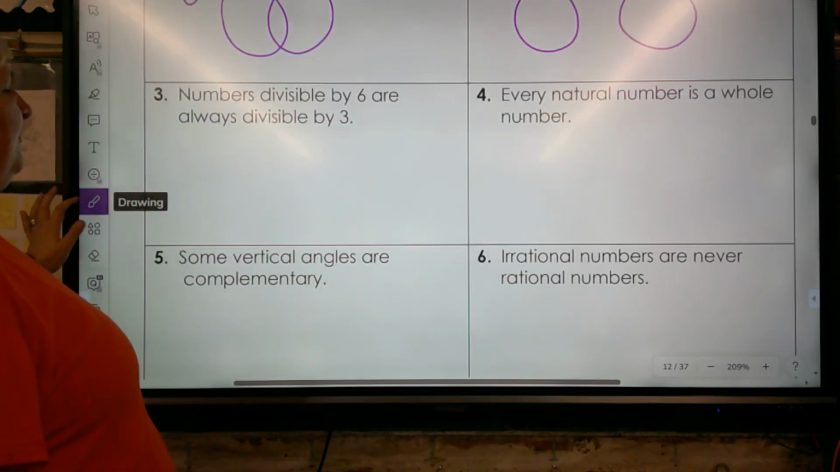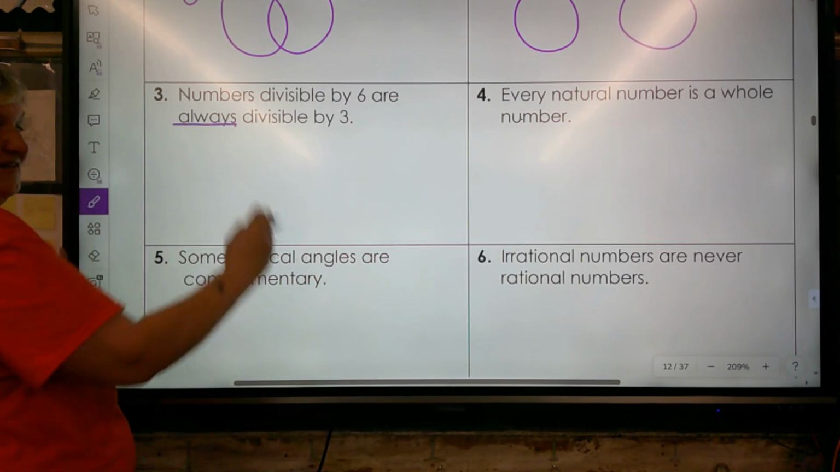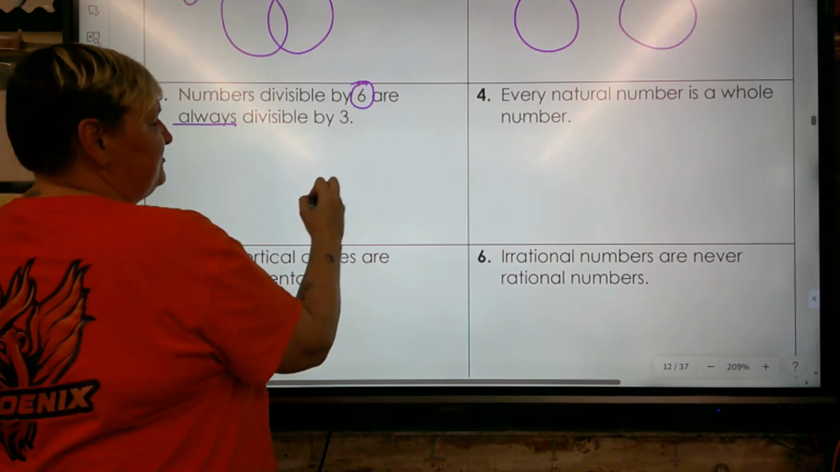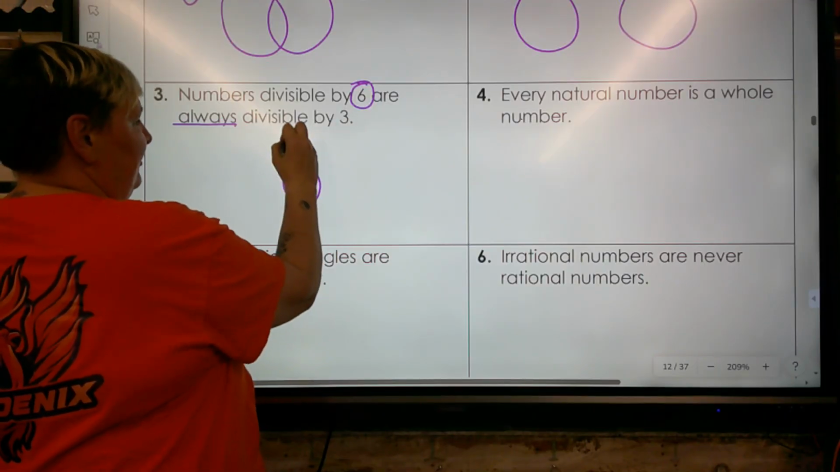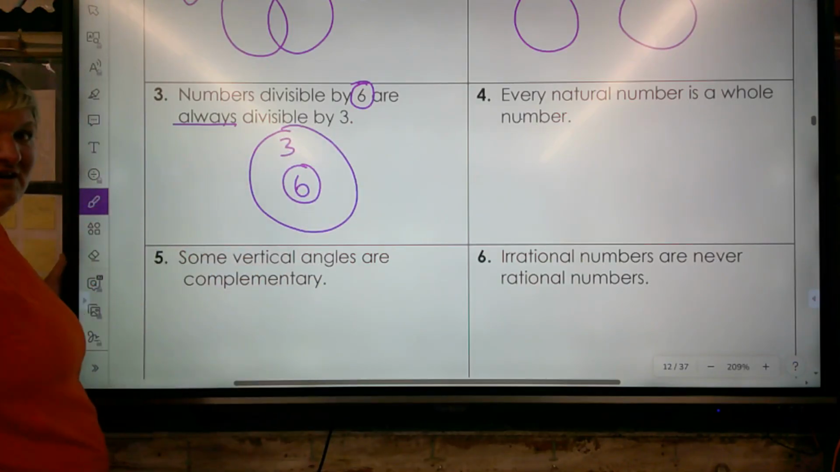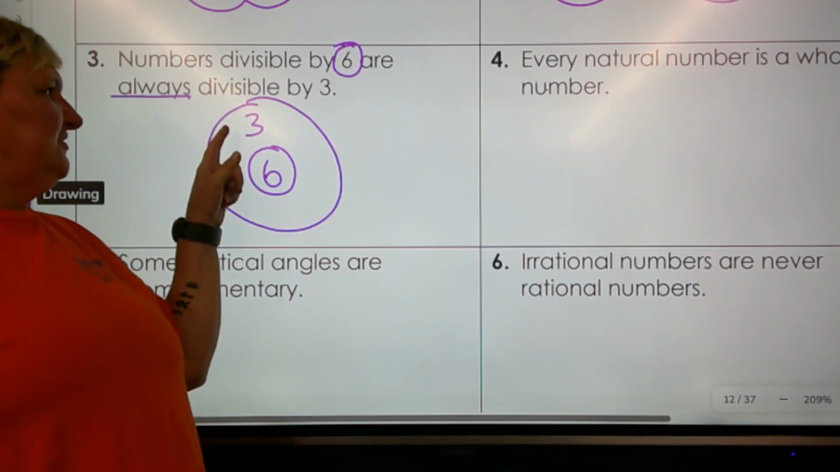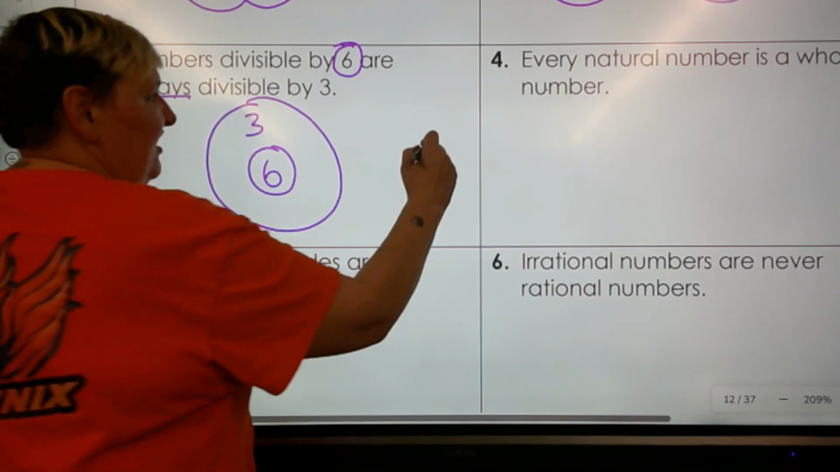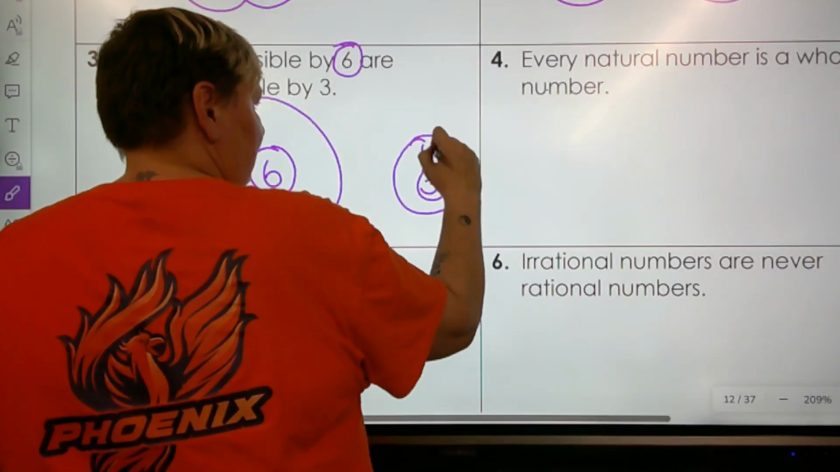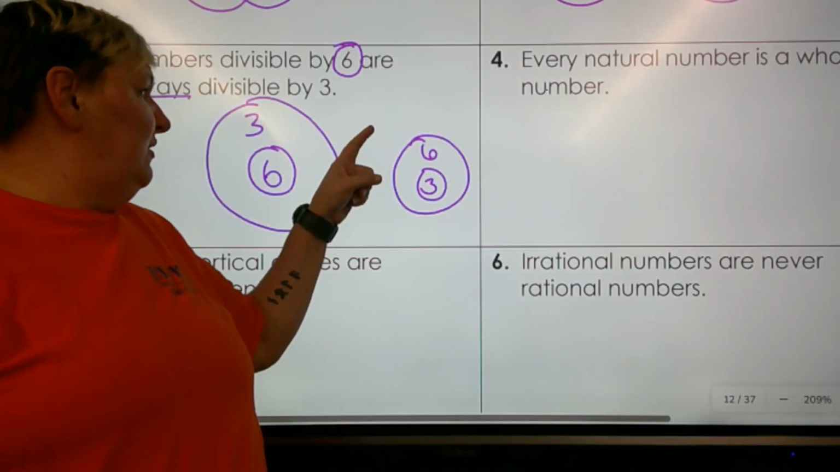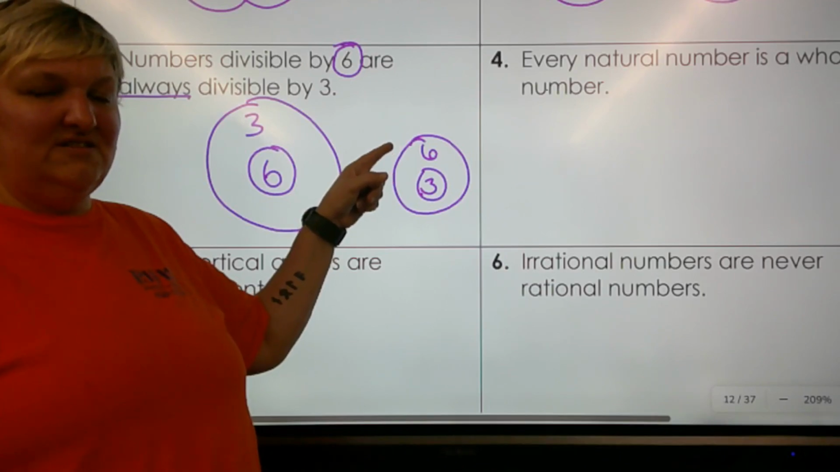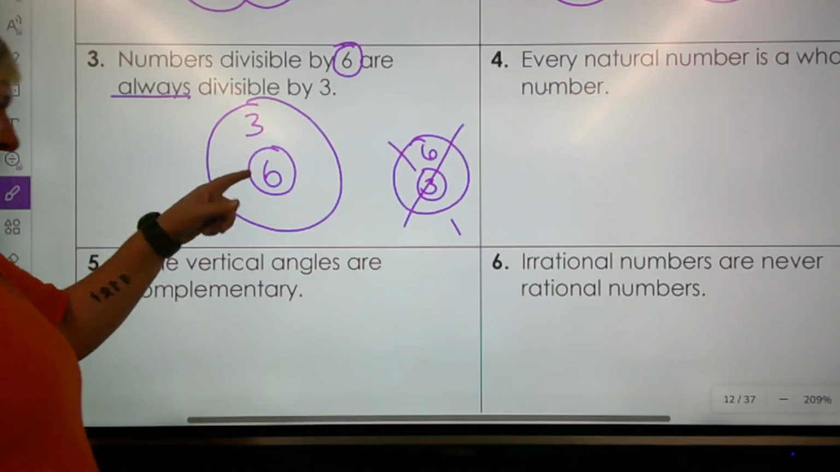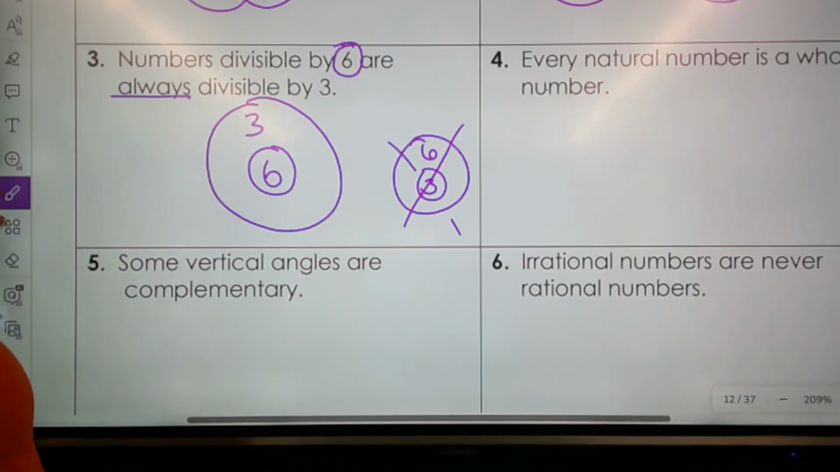Numbers divisible by 6 are always, that's your first chart, divisible by 3. So most of the time, whatever number comes first goes in the little circle, and then whatever comes second goes in the big circle. You can ask yourself, are all numbers that are divisible by 6 also divisible by 3? Yes. But if it was the other way around, are all numbers that are divisible by 3 also divisible by 6? No. 15 is divisible by 3, but it's not divisible by 6. Right? So this one isn't true. The 6 has to go in the center to make this true.